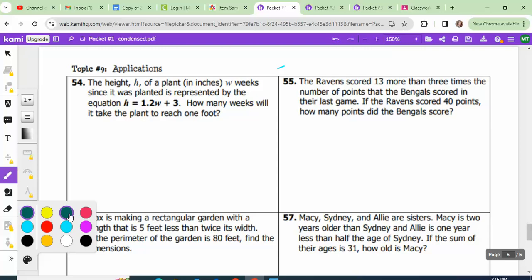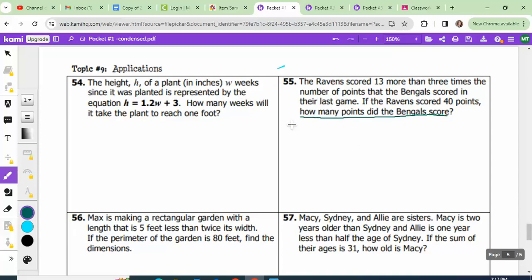Problem, let's go 55 together. So it's the very back page of that packet from yesterday. The Ravens scored 13 more than 3 times the number of points that the Bengals scored in their last game. Okay, that's very confusing. It said if the Ravens scored 40, how many points did the Bengals score? So I'm asking you, how many did the Bengals score?